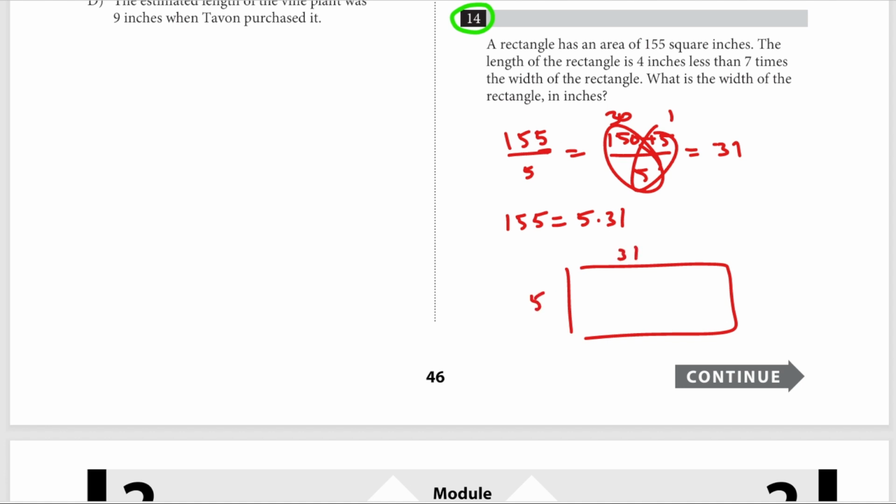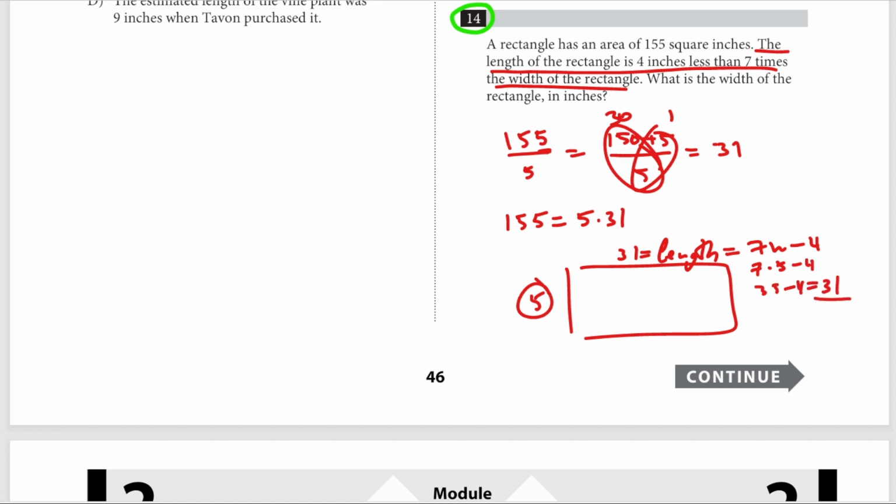Now the question is, 31 is the length, right? So will the length satisfy the condition mentioned in this problem, which is 4 inches less than 7 times the width? So width is 5. So then what we need to check is, remember this formula, 7w minus 4. So let's just plug in 5 for w. So we get 7 times 5 minus 4, which is equal to 35 minus 4, which is equal to 31. Magic. So the condition is satisfied. So therefore, the answer for the width is 5. That's the answer. That's it.